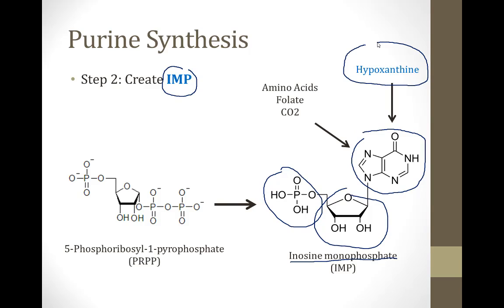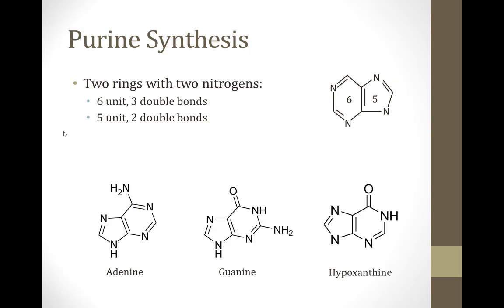You should also know that in the hypoxanthine base, you can see that there are nitrogen groups and lots of carbon groups, and these all come from amino acids and folate and CO2, and we'll talk more about that in a minute. So let's pause for a minute and talk about the chemical structure of the purine bases. All of the purine bases have two rings with two nitrogen groups in each ring. One of the rings is 6 units in size with 3 double bonds. The other ring is 5 units in size with 2 double bonds.